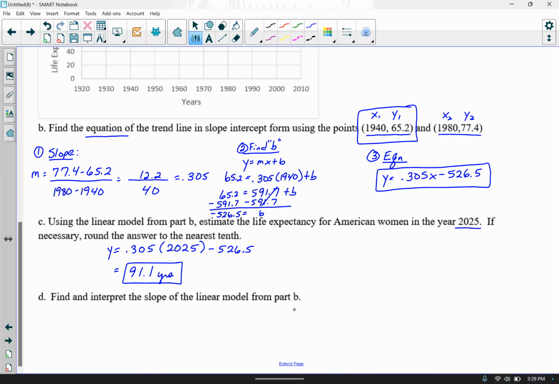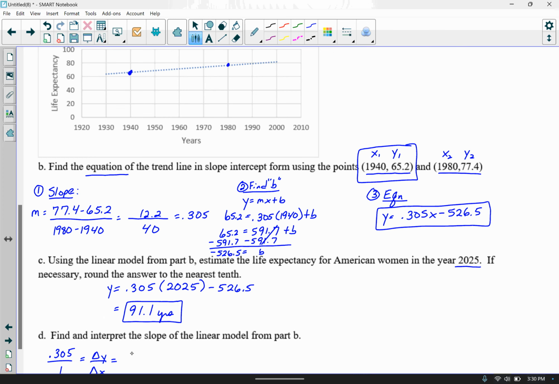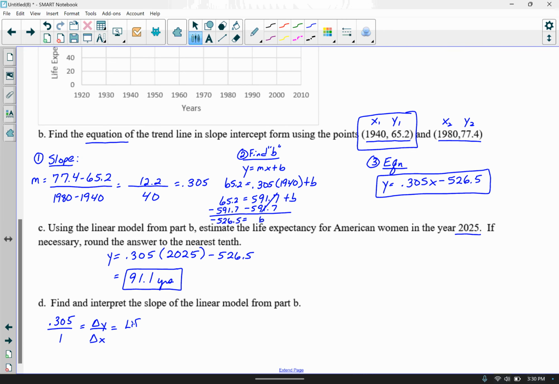Part D wants us to find and interpret our slope. So our slope, remember, I go back to part B, here's my equation. The number, after you've got it solved for y, the number in front of x is your slope. So here's my slope, 0.305. Let's make it a fraction by putting it over 1, because remember slope is change in y over change in x. On the y-axis, we're measuring life expectancy. And on the x-axis, we're measuring years.